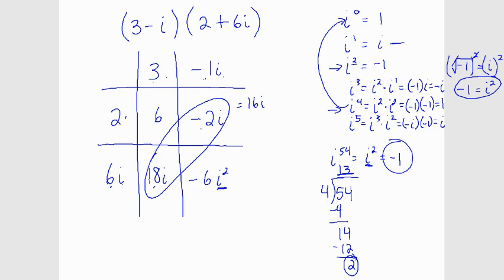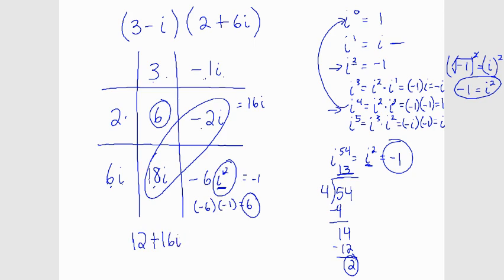Okay, so i squared would be -1, but what that ultimately leaves us here is -6 times -1, which is a +6. And now if we look at what we have, we also now have like terms in this diagonal as well, because we've gotten rid of the complex part. And so we get 6 plus 6 is 12. And so our final answer is 12 plus 16i.